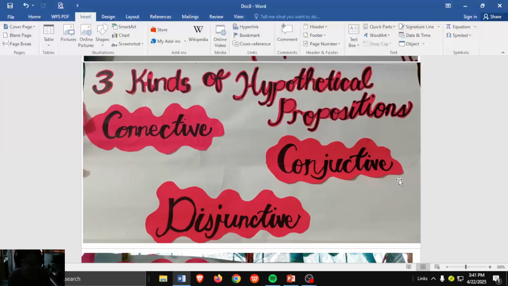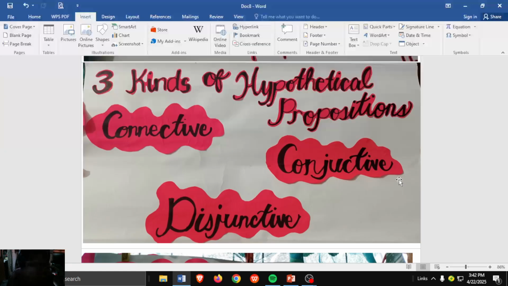The next one is the conjunctive. The conjunctive states that two contradictory statements cannot both be true of the same subject. For example, it is not the case that both the sky is blue and the sky is green. The other definition of the conjunctive is a compound statement that combines two or more propositions using the word and. That's why in the example, it is not the case that both the sky is blue and the sky is green.